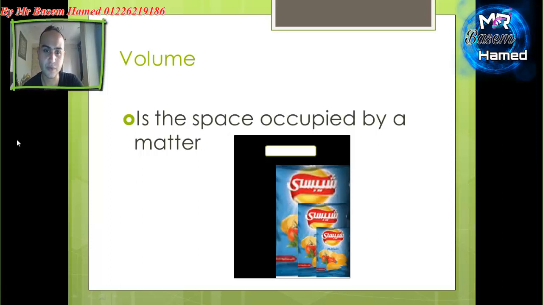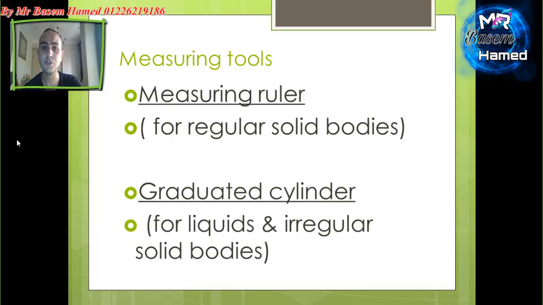How can we measure this volume? For regular solid bodies, we can use the measuring ruler, and the graduated cylinder for liquids and irregular solid bodies. Okay, let's explain more.